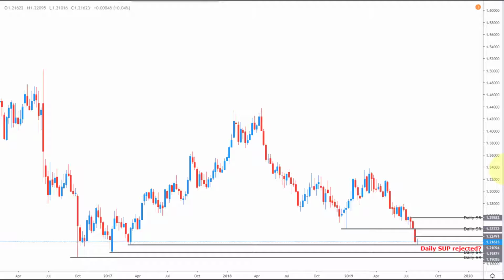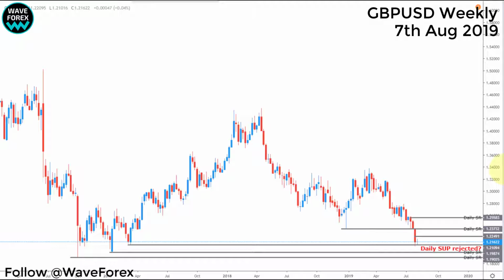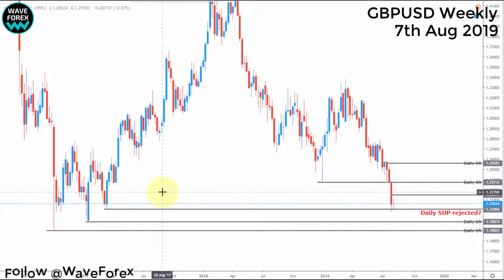In today's video, I would like to share with you my analysis on the pound dollar, GBPUSD. So this is the weekly time frame. I have plotted some key levels on this weekly time frame. They are the strong key levels.